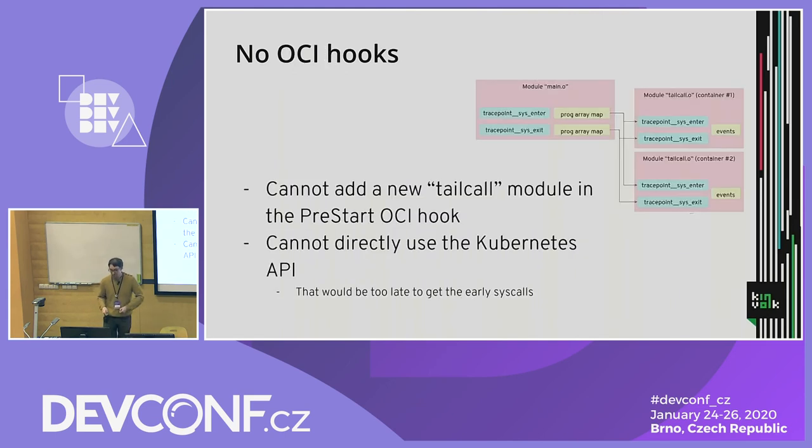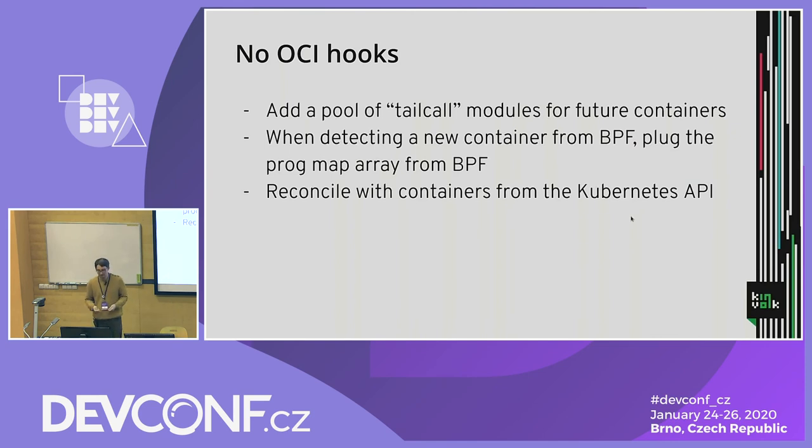And I cannot use OCI hooks. I cannot add from user space a new BPF module for each new cgroup because I don't have a hook to call that code. Instead, I pre-populate ring buffers and modules at the beginning, and I detect from BPF code whenever there is a new container, when there is a new namespace. Then from the BPF code, I update the prog array map to redirect the execution flow to the correct module. In that way, I can get the very first events.